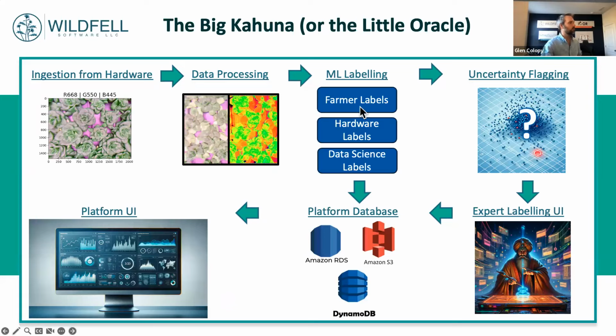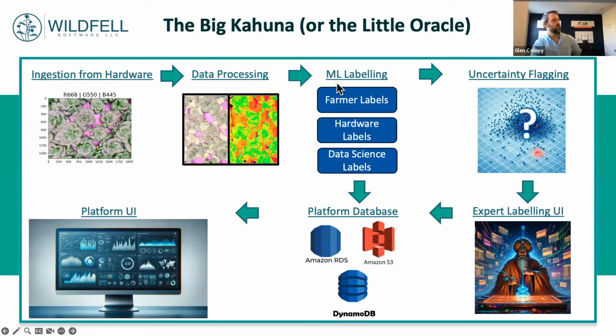And so we might have things like labels for farm activity, labels for hardware activity, and also data science labels. So labels that are really only of interest to the data scientists or machine learning engineers who are doing these things, and not necessarily of interest to the end user. And what's interesting is with these ML labels, if it's uncertain what a label might be for one of these tasks, you can flag it as uncertain. Or if it's clear, you can just pop it into the database.